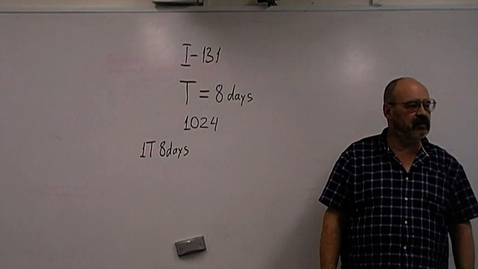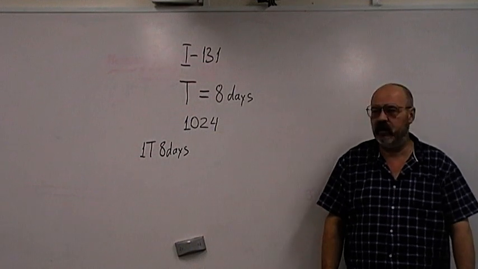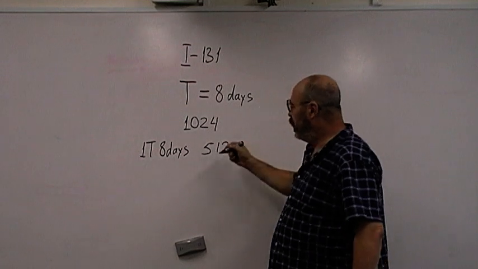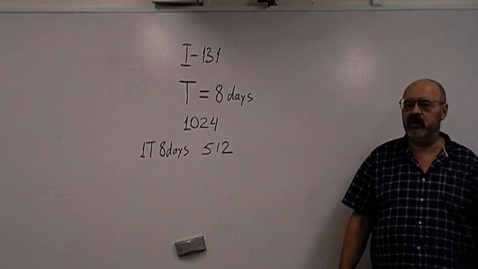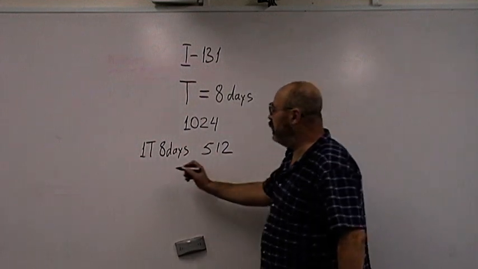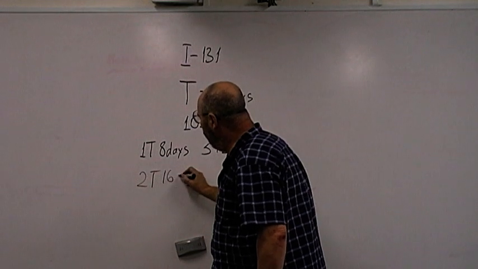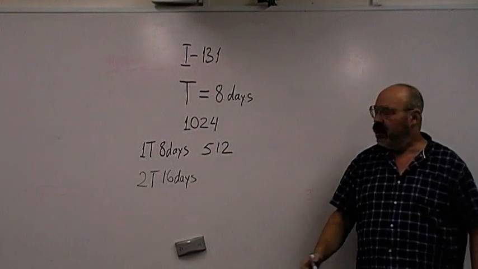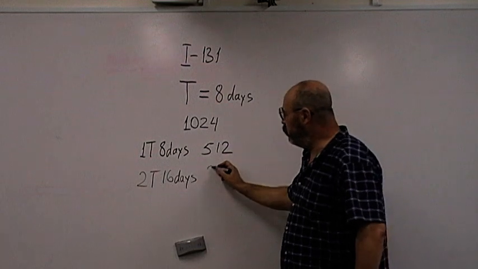6. Half of them decay. We have 1024. 512. If half decay, how many are left? 512, half of 1024. If we now take after 2 periods of half-life, so after 16 days, so another 8 days, half of what we have left decays. So we have 256.